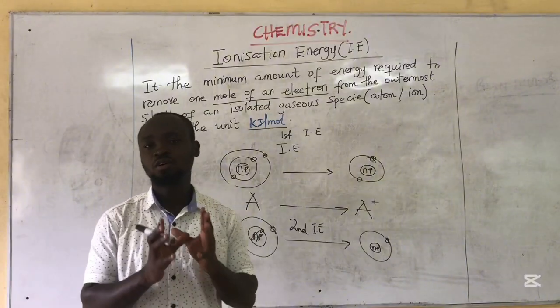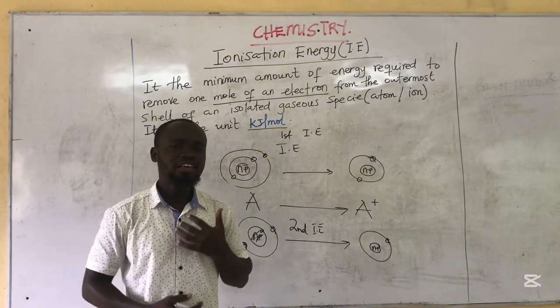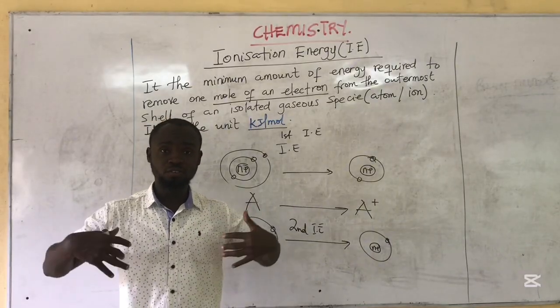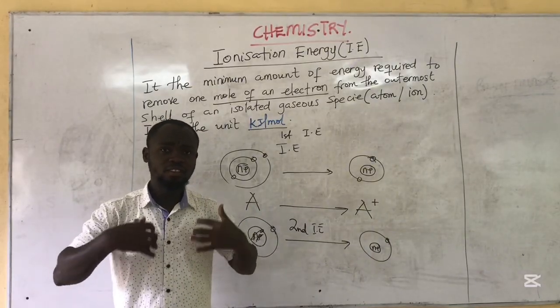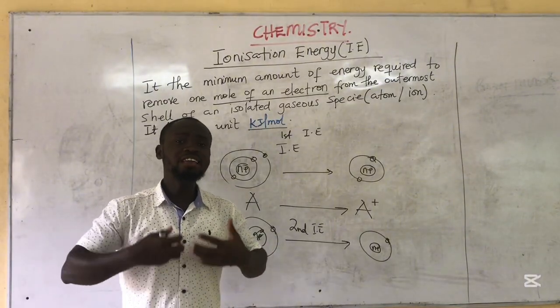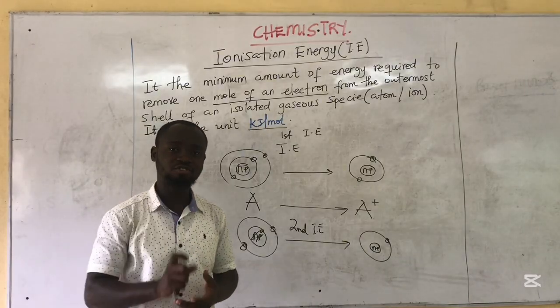So for ionization energy, we need a certain amount of energy to remove an electron from the valence shell of an isolated gaseous species. The isolation here is that the atom wouldn't be in a bond, or the element wouldn't be in a bond. Is that okay? It will be left alone. And also in its gaseous form, because it is very easy to remove an electron from an atom once it exists in the gaseous form.